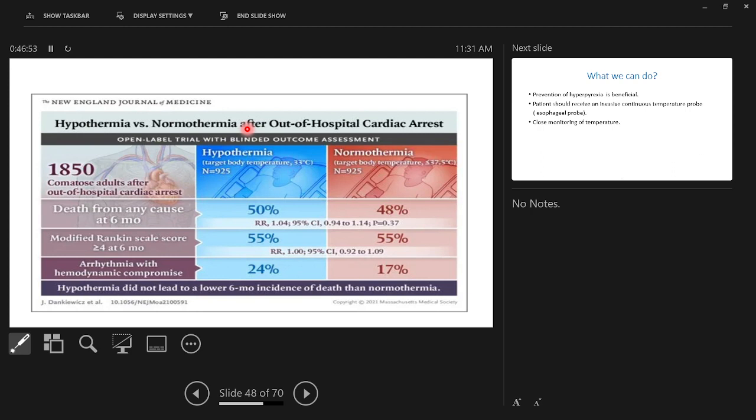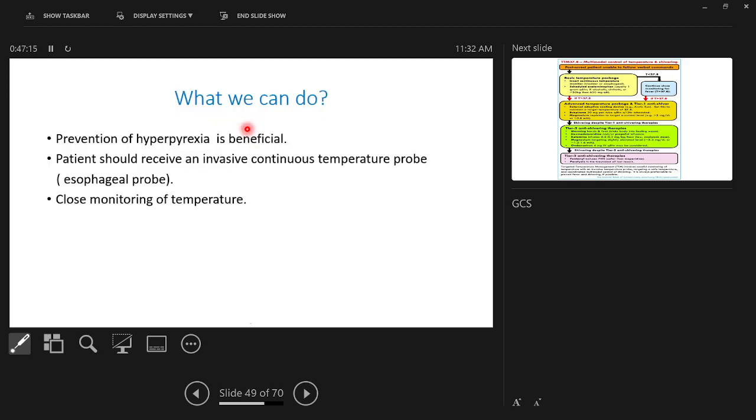In this study, we don't find any significant difference between the control arm and the intervention arm. In the secondary outcome, we can see that arrhythmia with hemodynamic compromise is more common in case of hypothermia. So we can conclude from this study that hypothermia may be less beneficial and can cause more adverse effects. So what can we do in our practice? As per the 2021 TTM2 trial, there is less evidence that targeted temperature management will improve the outcome in post-cardiac arrest patients. But this study also concludes that prevention of hyperpyrexia is beneficial for patients during the post-ROSC period.